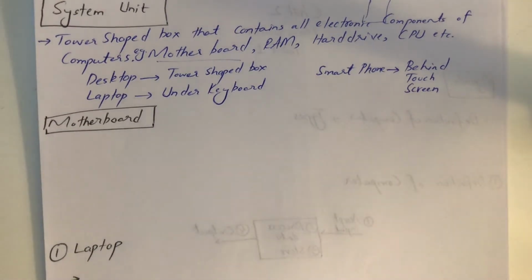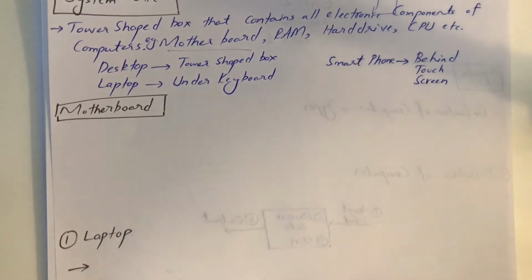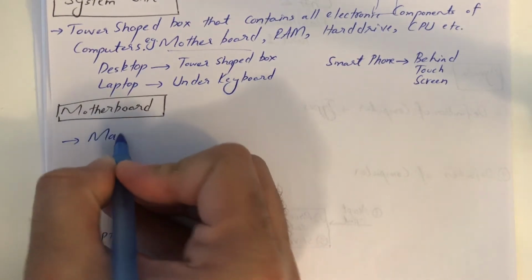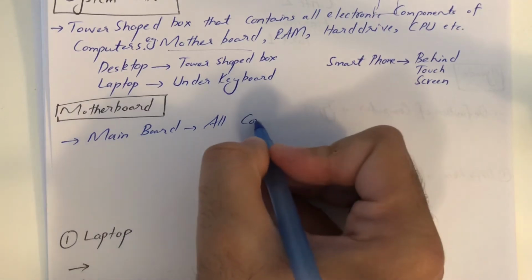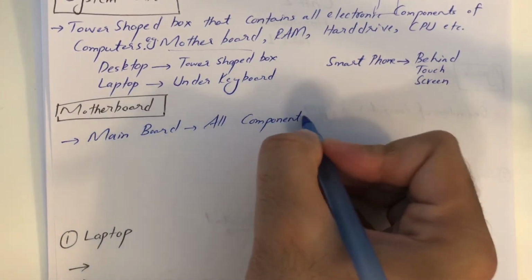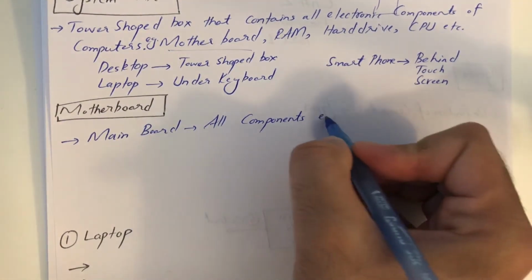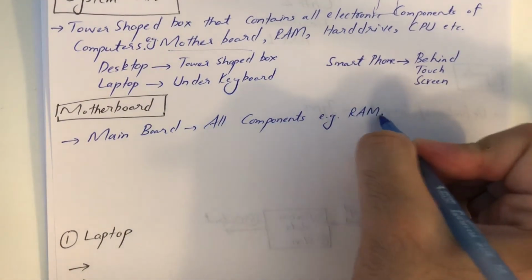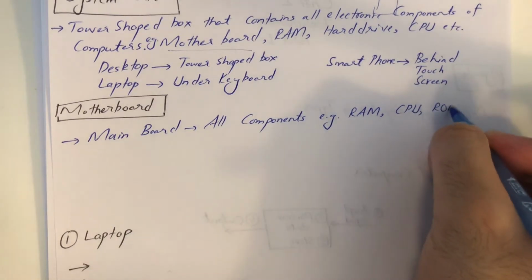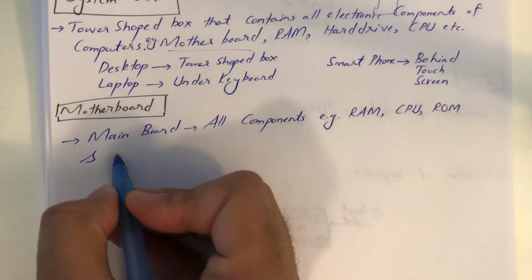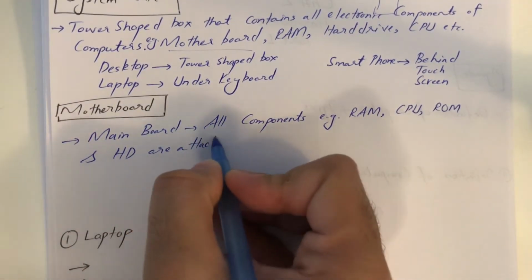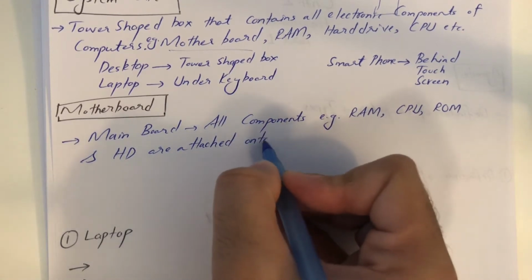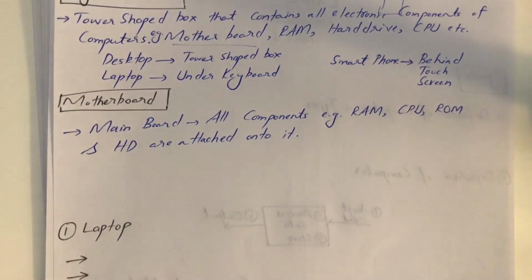Motherboard is one of the very important components. That's the main circuit, main board. So motherboard, also known as main board, and all components of system unit, mainly of system unit components, for example, RAM, CPU, ROM, and the hard drive, HD hard drive, are attached or embedded onto it. So that's why we call it motherboard, because components are attached with it.